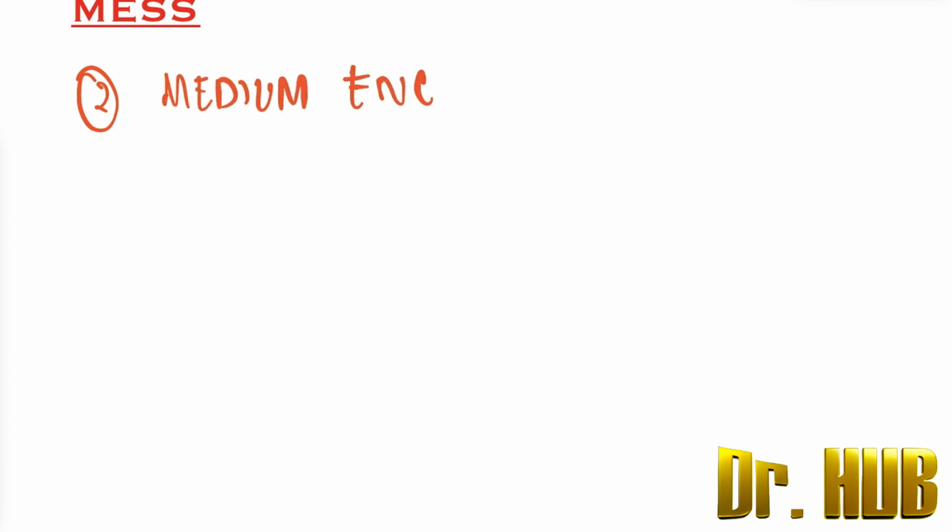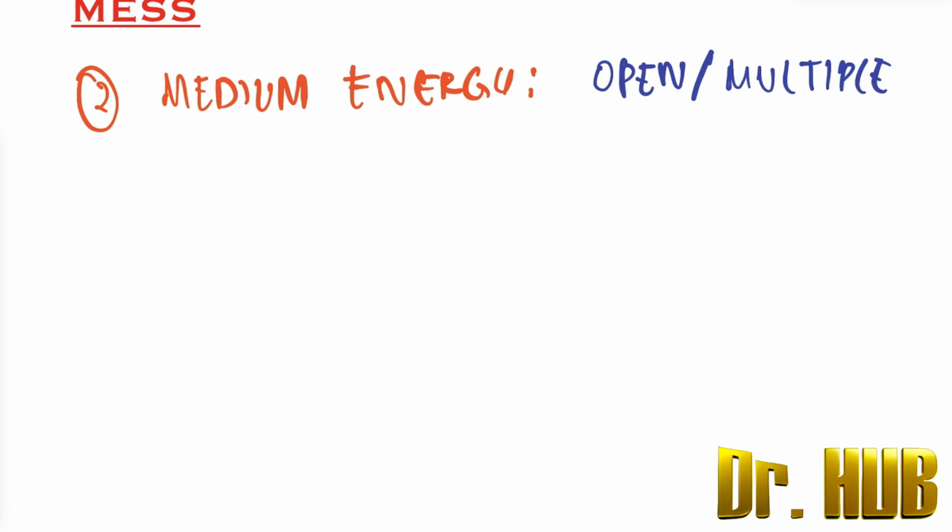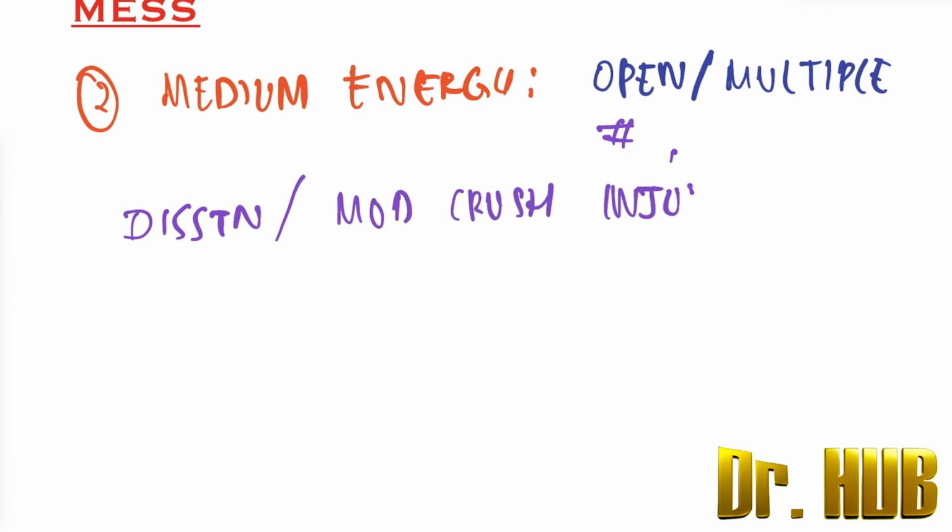Then moving on, what about type 2? Type 2 means medium energy. What are the injuries? There are open as well as multiple level fractures, and there are dissociations. There are also moderate crush injuries. So what are the points here? It gets a point of 2.